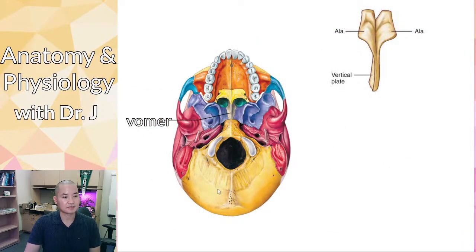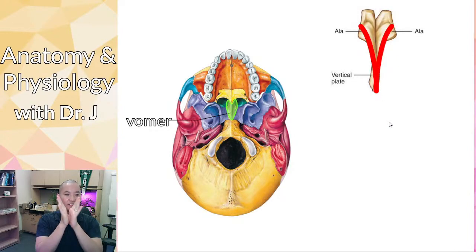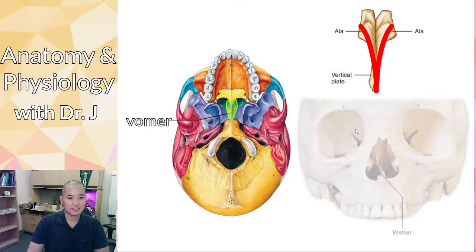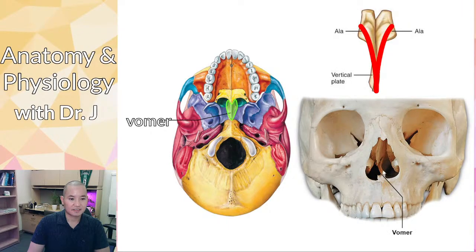So the vomer: we're looking at the base of the skull. Say we take a skull and we're looking at the inferior surface, the bottom of it. The vomer is a vertical plate, and it looks like a very, very small and slender V. So think of it, vomer looks like a V right in the middle. You can also see it down here.